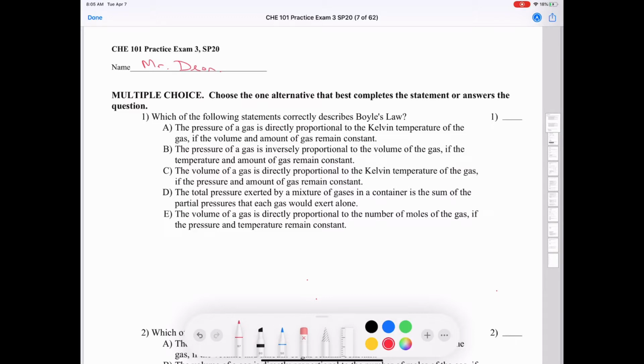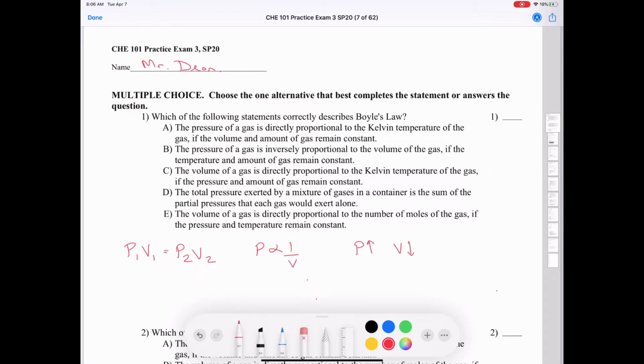So, question 1, which of the following statements correctly describes Boyle's Law? You should have Boyle's Law memorized and should know that Boyle's Law is P1 times V1 is equal to P2 times V2. So, based off of that, we know that pressure is inversely proportional to volume. And what does that mean? That means that if pressure increases, volume is going to decrease.